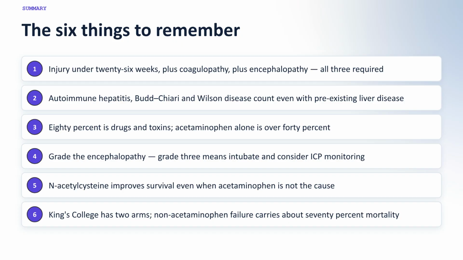6 things to carry with you. 1. Injury under 26 weeks. Plus coagulopathy. Plus encephalopathy. All 3. 2. Autoimmune hepatitis, Budd-Chiari, and Wilson disease count, even with pre-existing liver disease. 3. 80% is drugs and toxins, and acetaminophen alone is over 40%. 4. Grade the encephalopathy. Grade 3 means intubate. 5. N-Acetylcysteine helps, even when acetaminophen is not the cause. 6. Non-acetaminophen failure carries about 70% mortality.